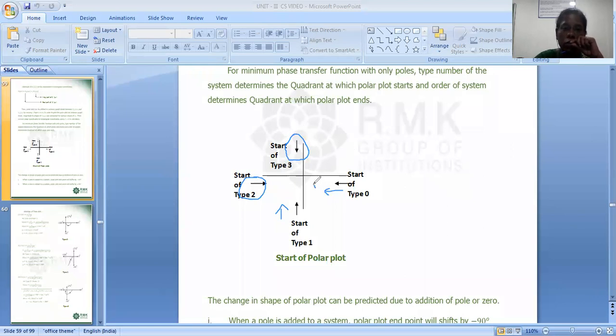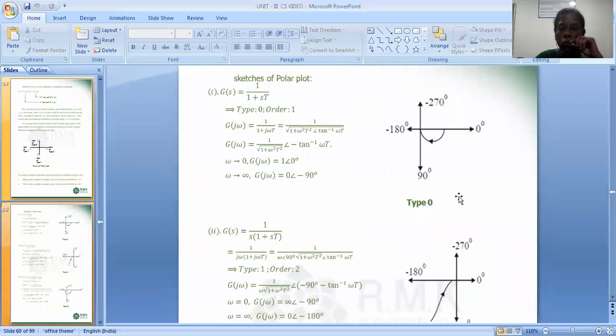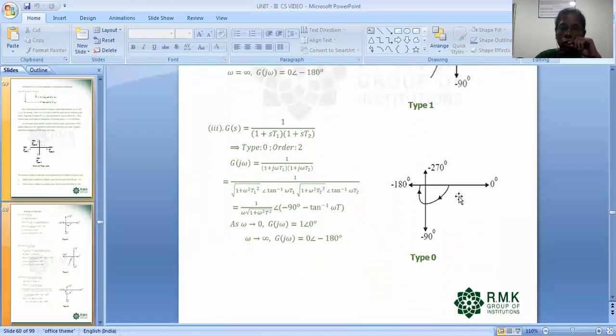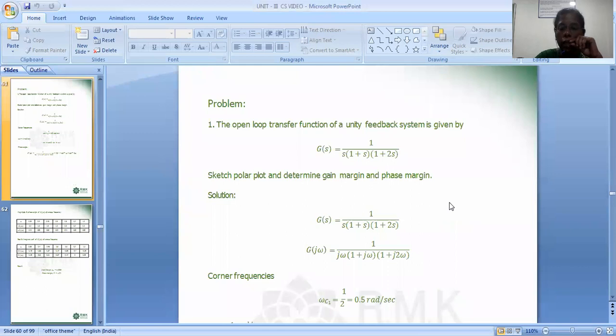For a first order system, the plot will end up here, for the second order system it will end up here, for the third order it is like this, and for the fourth order it will end up here. So based on the type number and the order of the system, we can sketch the polar plot, where it will start and where it will end. Once again, we'll go to a problem and see how to sketch the polar plot, and from that how to determine the gain margin and phase margin.